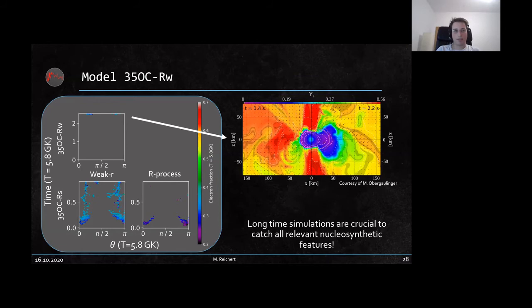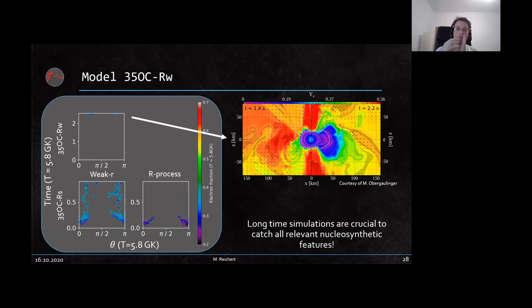Now we have here color-coded the electron fraction at 1.4 seconds. And you can see here in blue the proto-neutron star, the very neutron-rich proto-neutron star. And you can see at early times, it has a rather spherical shape. Whereas if you look at 2.2 seconds, you can see that the neutron star kind of popped out and has an oblate shape. So here, once again, remember that the Z axis is basically the symmetry axis, and therefore you can say it's an oblate shape.